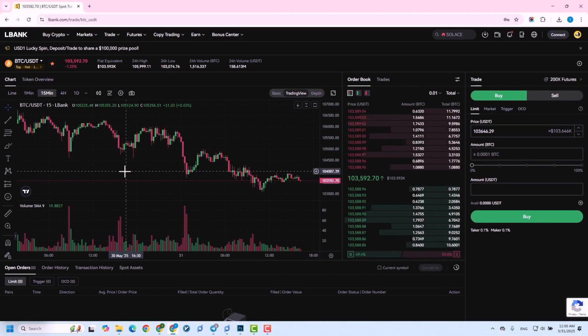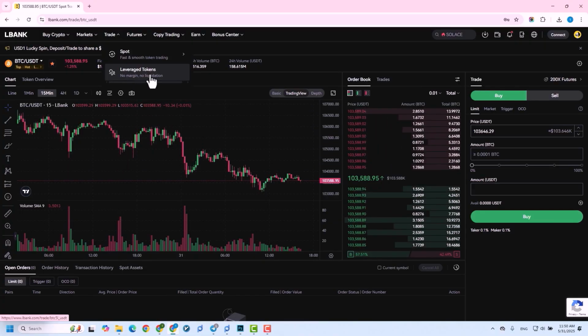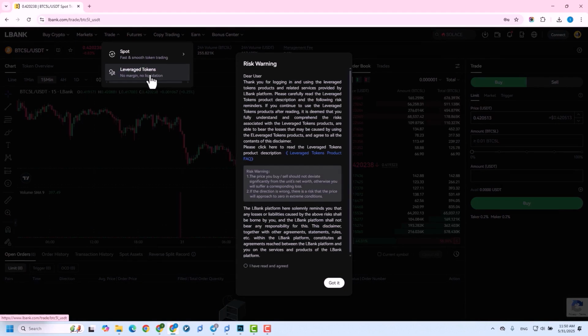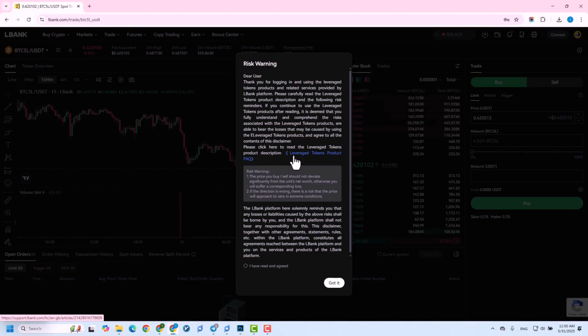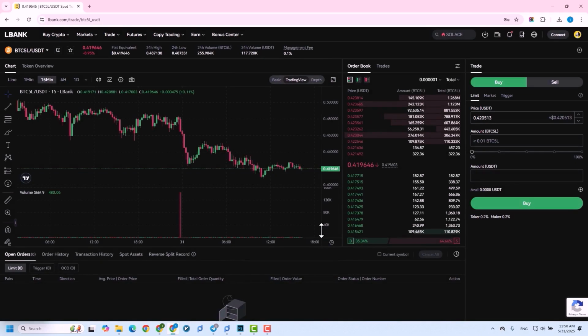The next section in the trading area is the Leverage Tokens option. By clicking on this option, a page opens up informing us that using leverage tokens on the LBank Exchange comes with high risk. If the market moves in the wrong direction, the price may approach zero. Users who use this service accept full responsibility for any potential losses, and the exchange bears no responsibility for them. By enabling this option and clicking on Got It, you confirm that you have accepted the terms.